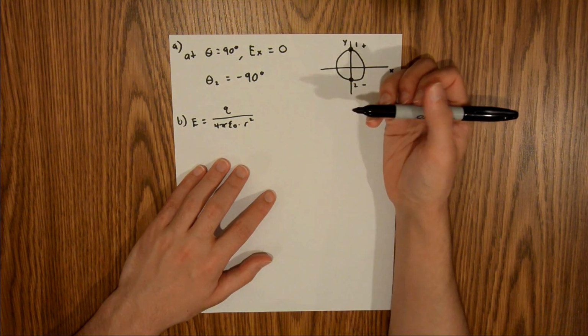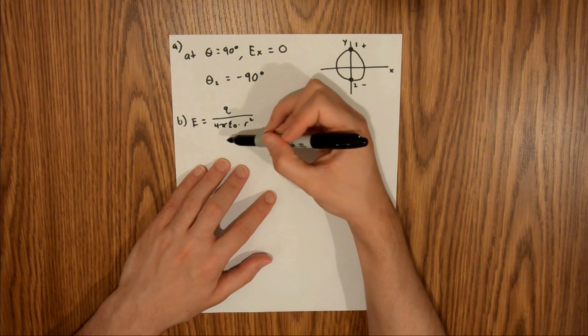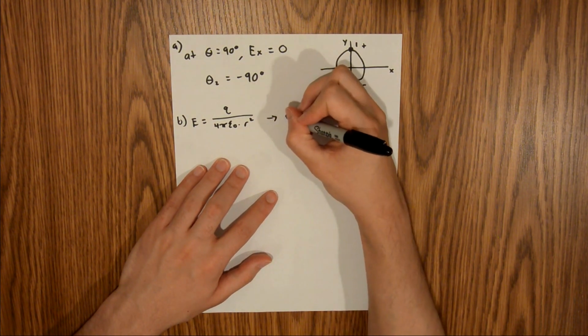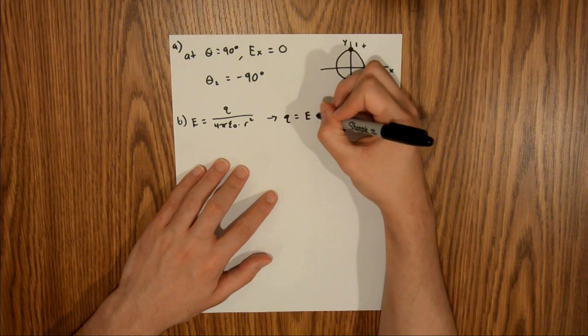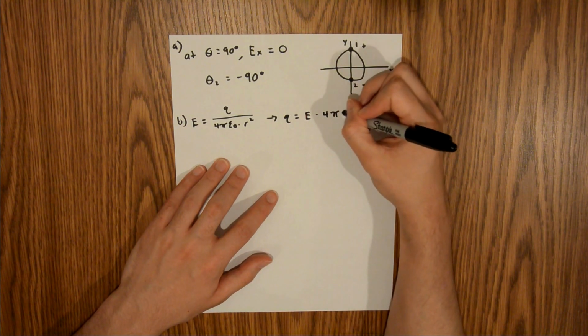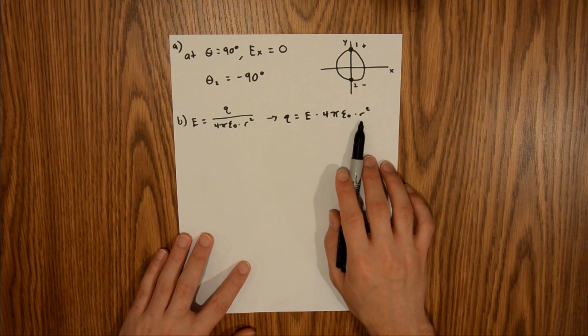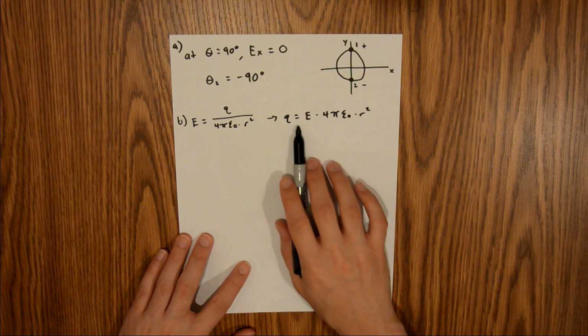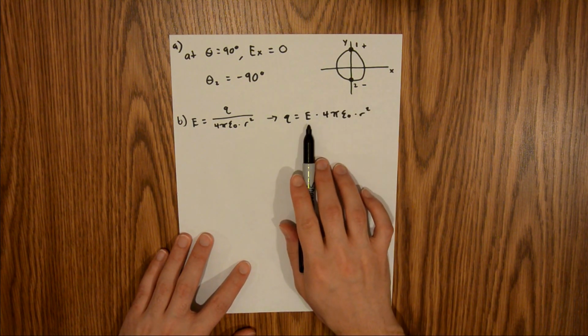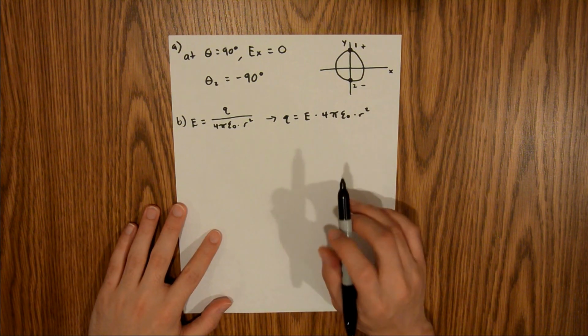And we're solving for charge, so what we can do is multiply both sides by this denominator, and that is going to give us that the charge is equal to the electric field times 4 pi epsilon naught r squared. I just said that this is the radius of the circle, so we have everything on this side of the equation except for the electric field. And so we need some way to find that.